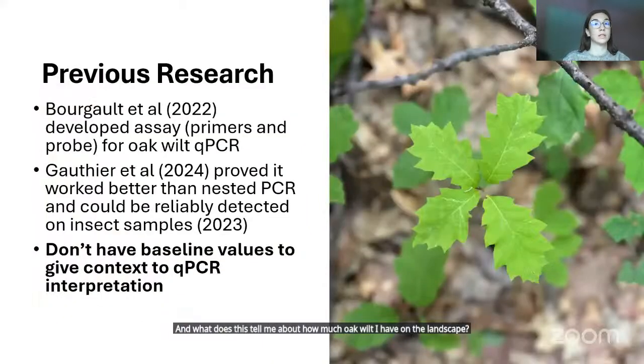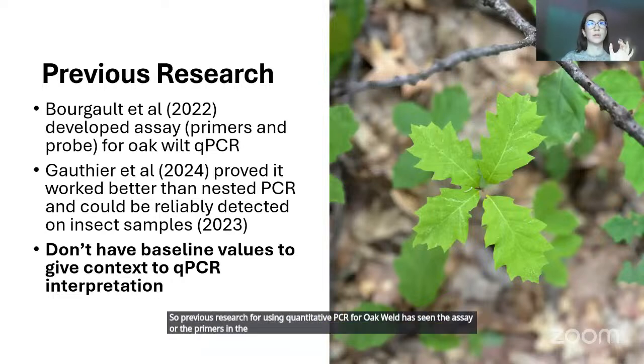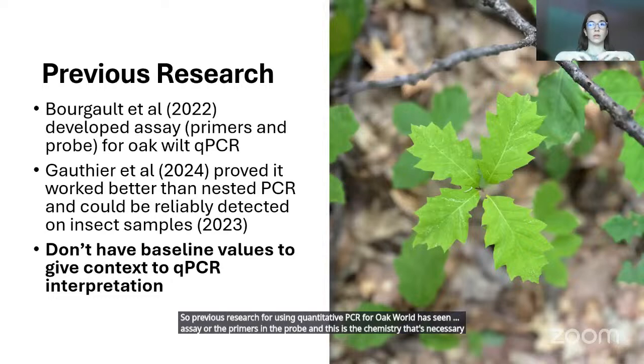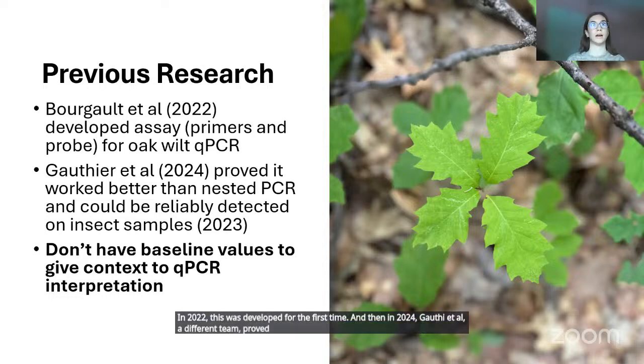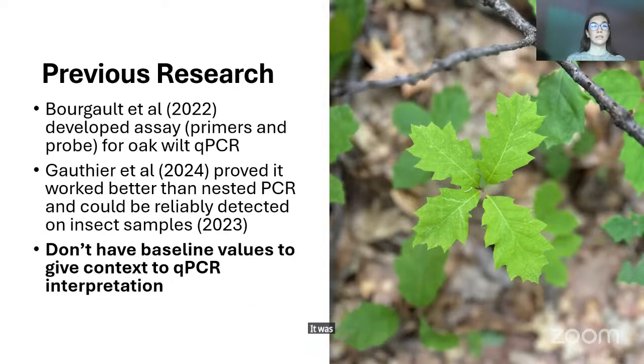So previous research using quantitative PCR for oak wilt has seen the assay, or the primers and the probe, and this is the chemistry that's necessary to identify the oak wilt DNA within the sample. In 2022, this was developed for the first time. And then in 2024, Gauthier et al., a different team, proved that this technology worked better than the previous best technology for the molecular detection of oak wilt. It was also proven that this assay could reliably detect oak wilt on insect samples.